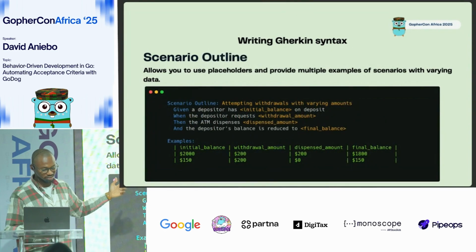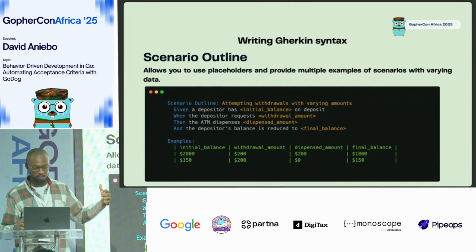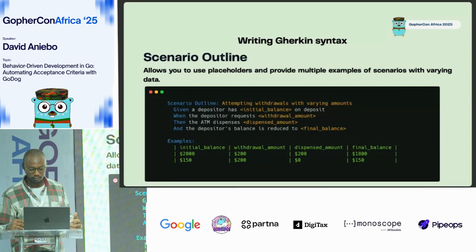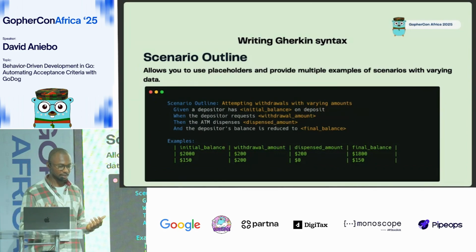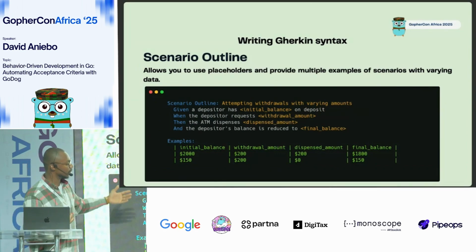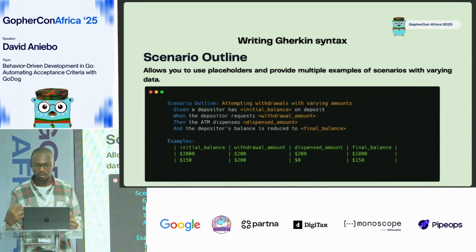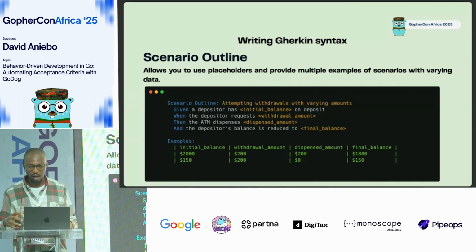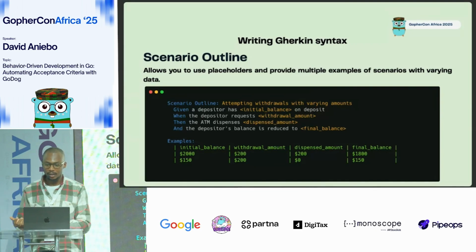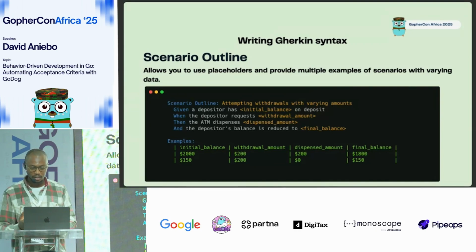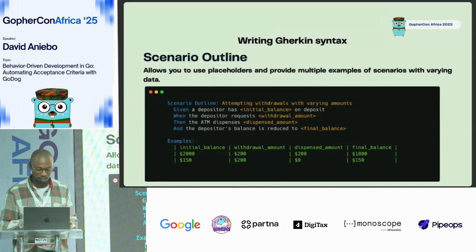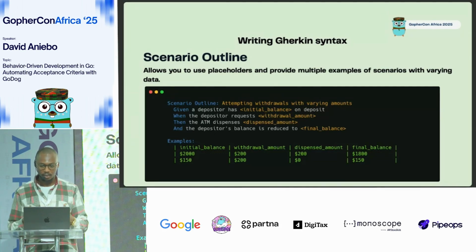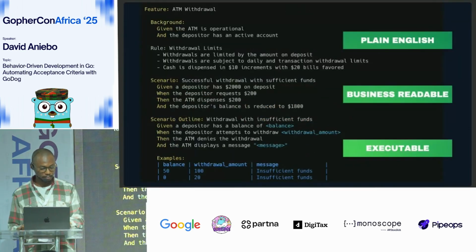The next one is the scenario outline, which allows us to use placeholders and provide examples of scenarios with varying data. We are testing different conditions, what could happen. Let's say you're at a bar and you say, okay, give me 2 bottles of this. Next time you say, give me 3 bottles, 4 bottles. How do they bring the bottles to you? Do they carry them, or how do they present them to you? So basically we are checking how they operate in different conditions.